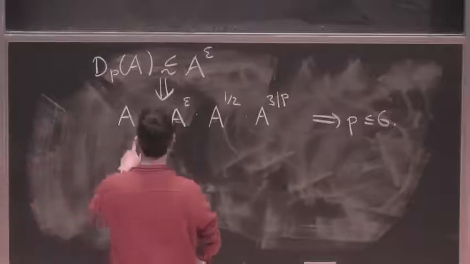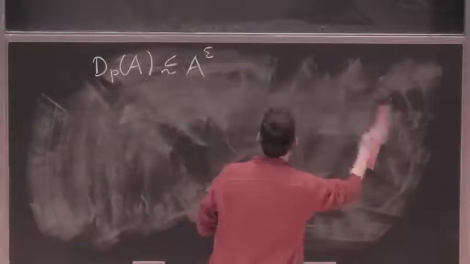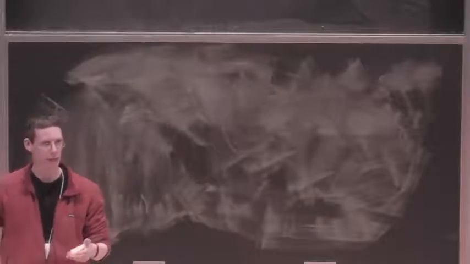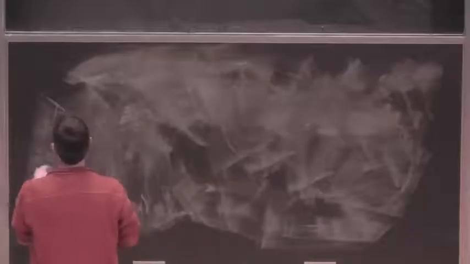OK, let me erase this, because it's not that interesting, and show you some more examples. So that was one example where the decoupling theorem is sharp. But something that I think is interesting is that there are quite a lot of examples where the decoupling theorem is sharp, which perhaps makes it a hard thing to prove. So let me show you another one. So more examples.